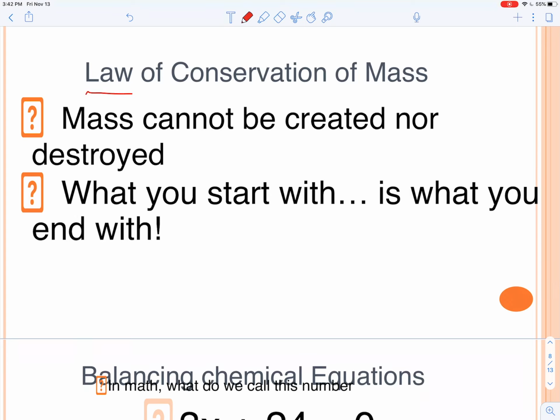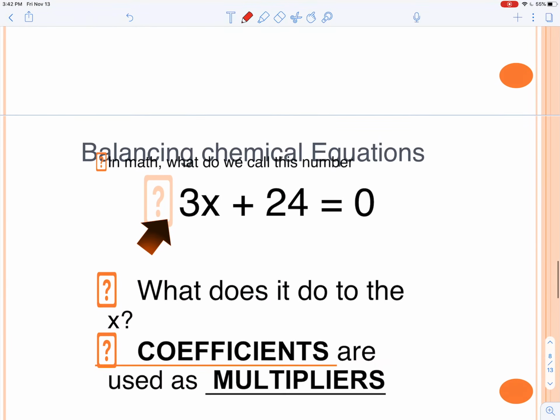All right, so the main thing I want to talk about today is the law of conservation of mass, which tells us that mass cannot be created nor destroyed. In other words, atoms cannot be created or destroyed. What you start with is what you end with. So we should have the same number of atoms that we started with in the very end of our reaction as well.